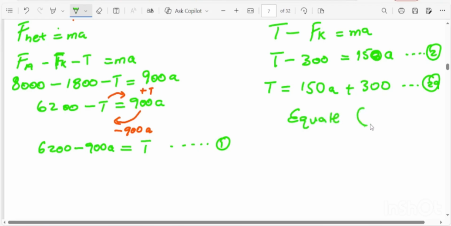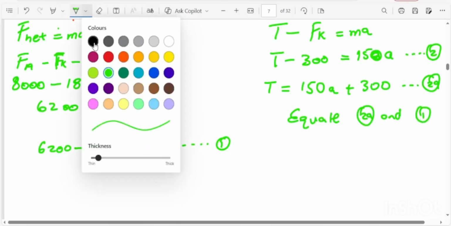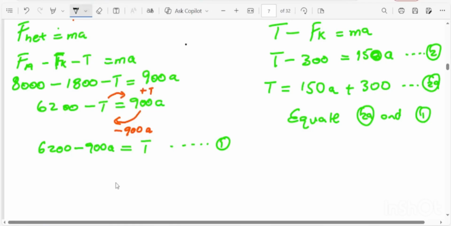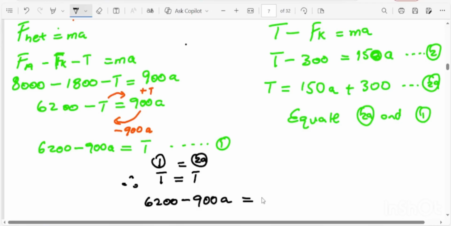We can equate equation 2a and equation 1. If we equate these two, what do we get? Therefore, the tension is equal to tension. So it's like saying equation 1 is equal to equation 2a. So now let's substitute and say this is 6,200 minus 900a. We equate this to what?